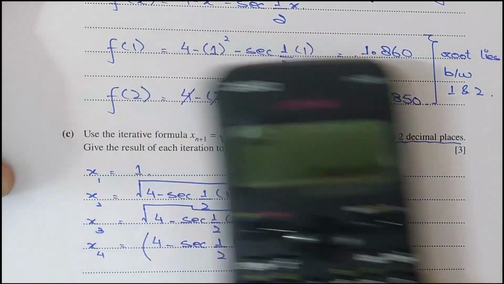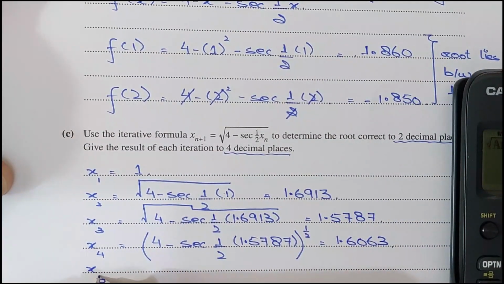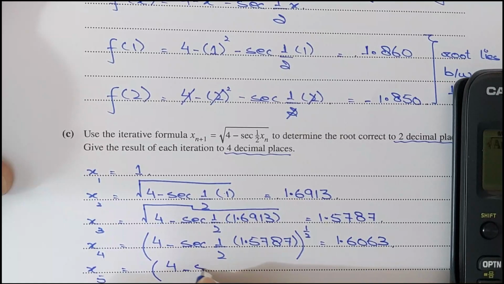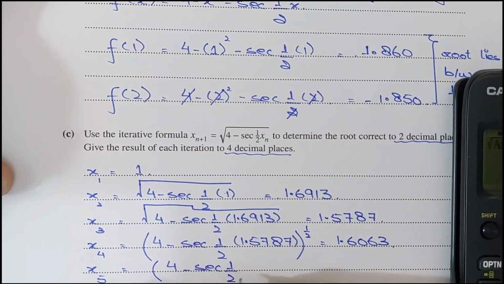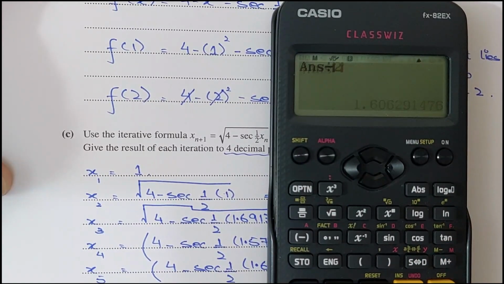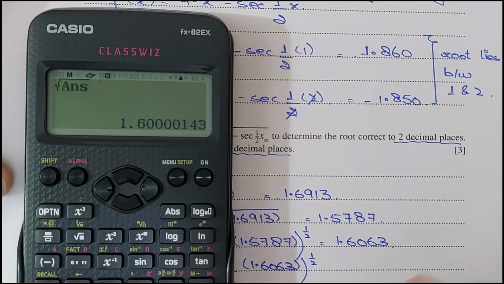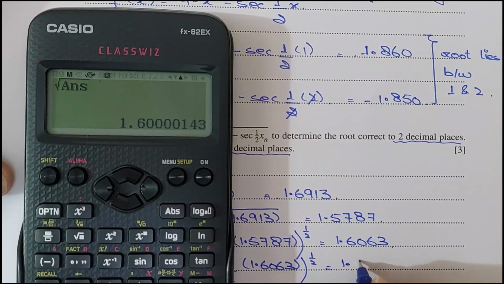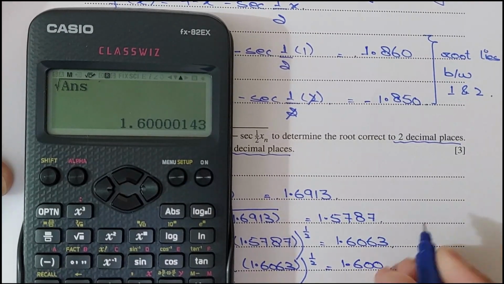Okay, the next x5, the fifth iteration, we have 4 minus secant half of 1.6063 power 1 by 2, right? So this is going to divide by 2 and taking cos of that answer and doing a reciprocal to get secant, 4 subtract the answer and the square root of the answer. 1.600, right? And 0 0 0.